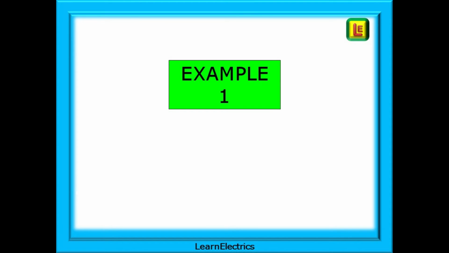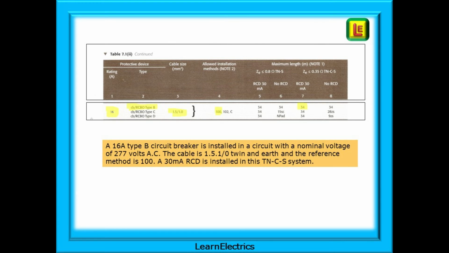We should do some examples of the formula in action to help with understanding. We will use the same table entry as before, but this time the nominal voltage has increased. It is now 277 volts. We are told that a 16 amp type B circuit breaker is installed in a circuit with a nominal voltage of 277 volts AC. The cable is 1.5 by 1 mm twin and earth, and the reference method is 100. A 30 mA RCD is installed in this TN-C-S system. What will the new maximum cable length be?